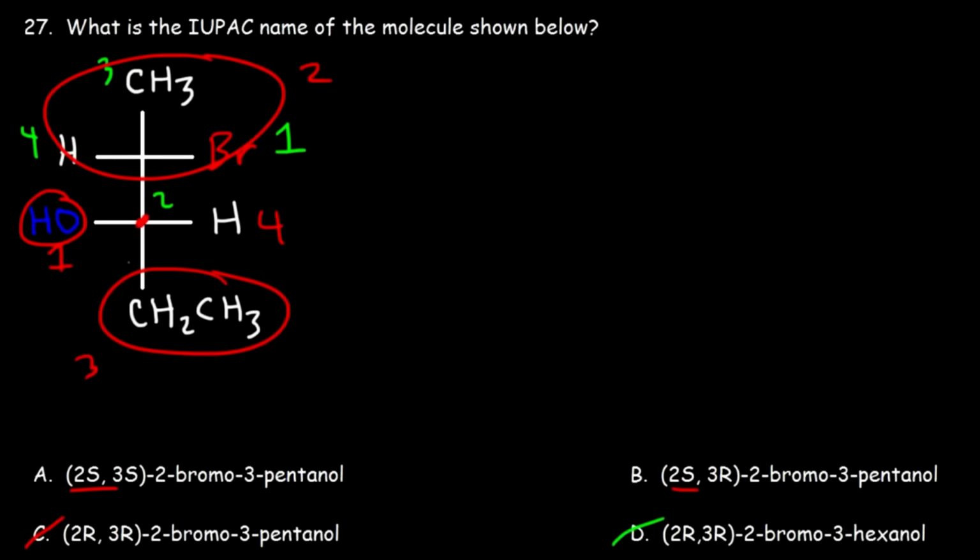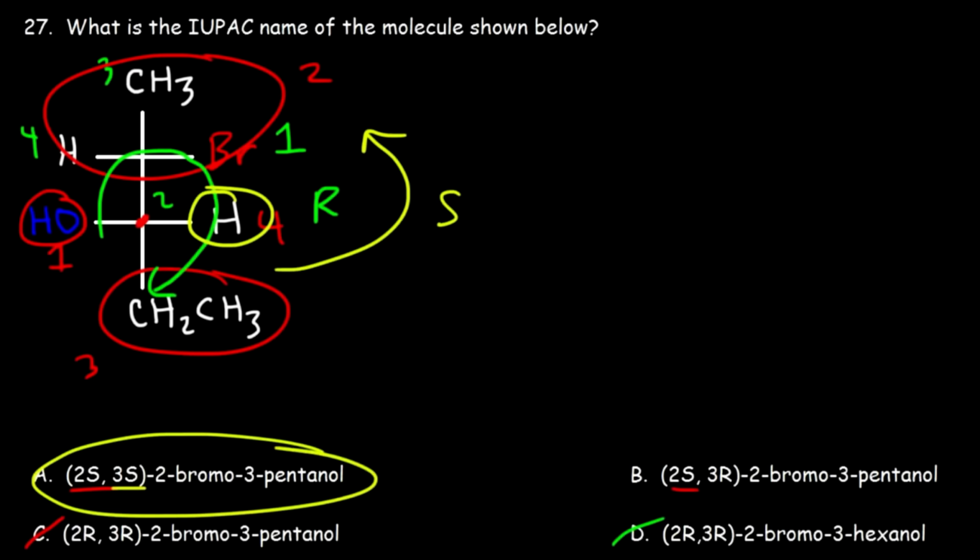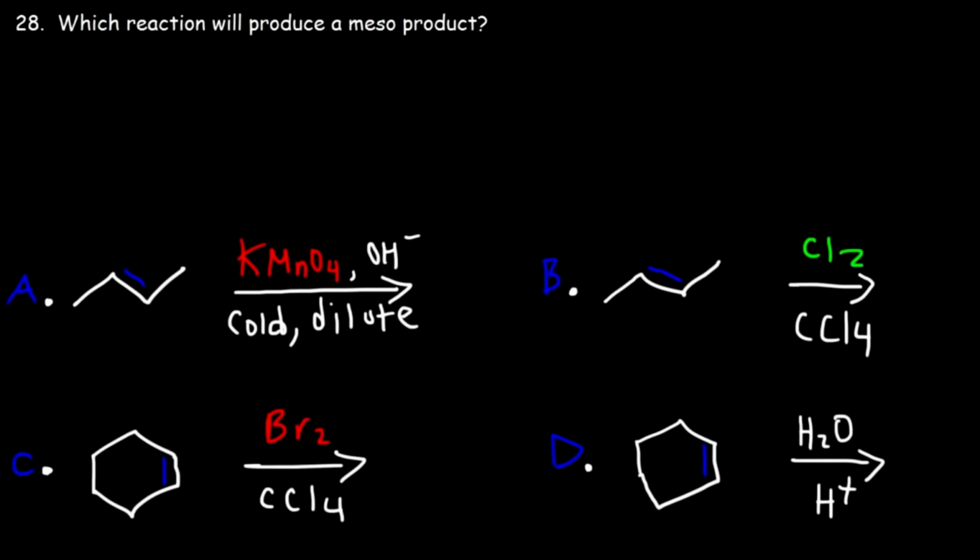So counting it from 1 to 2 to 3, ignoring 4, this appears to be the R isomer. But we need to reverse it since group number 4, in this case the hydrogen, is in the front. So because it's in the front, we're going to reverse it, and now it's going to be S. So it's 2S and 3S. Therefore, answer choice A is the right answer.